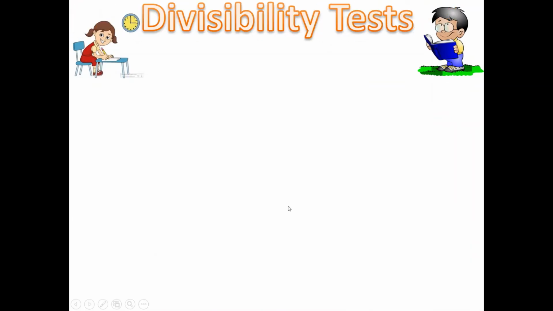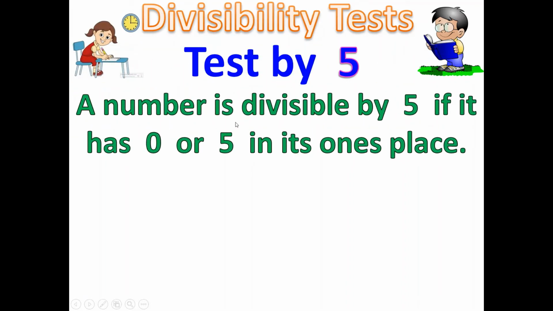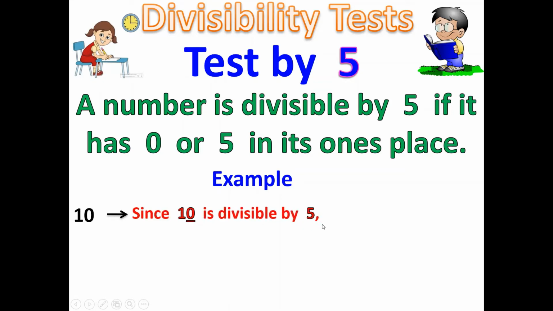Now we go on to the next slide, that is divisibility test. Test by 5. A number is divisible by 5 if it has 0 or 5 in its ones place. Now we go on to the examples. Now 10. Since 10 is divisible by 5, how? First we have to check the ones place. If there is a 5 or 0 in the ones place, it's divisible by 5.